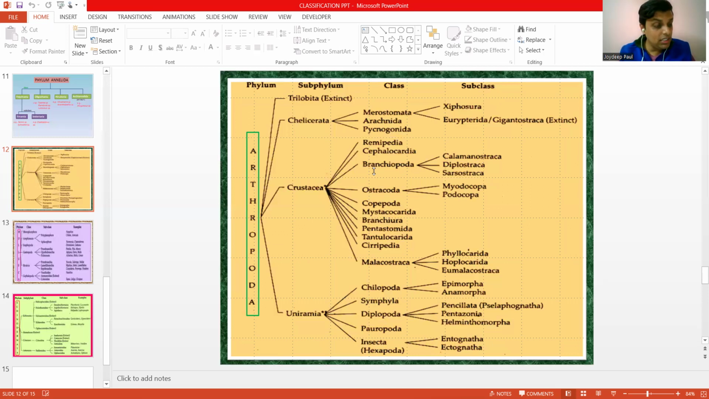Class 7 is Branchiura. They are small ectoparasites of marine and freshwater fishes. Body dorsoventrally flattened with a shield-like carapace that covers the head and thorax. Abdomen small, bilobed and unsegmented. Example: Argulus sp.